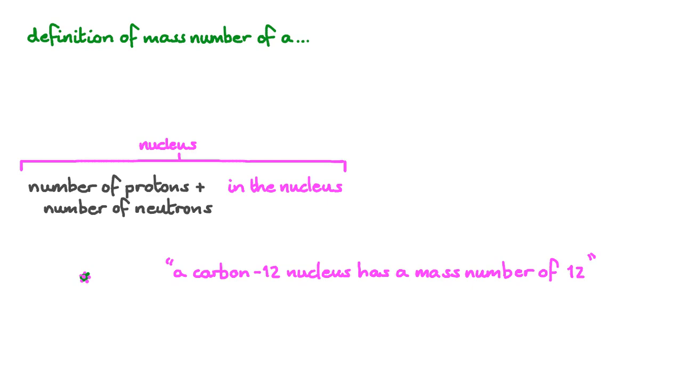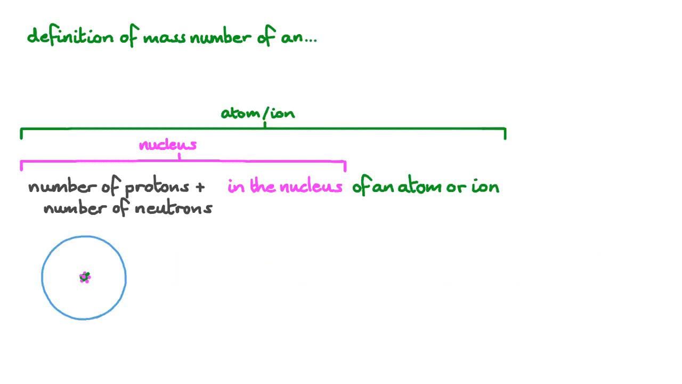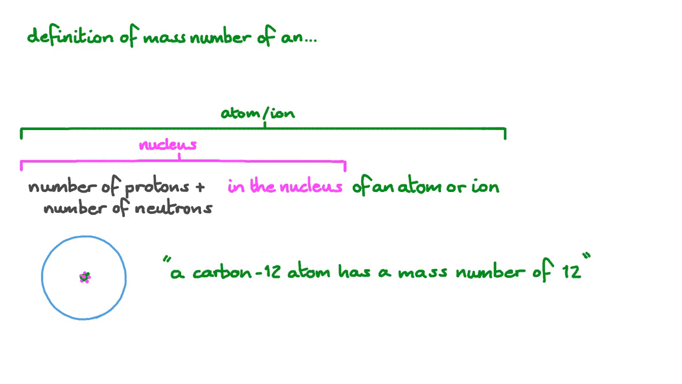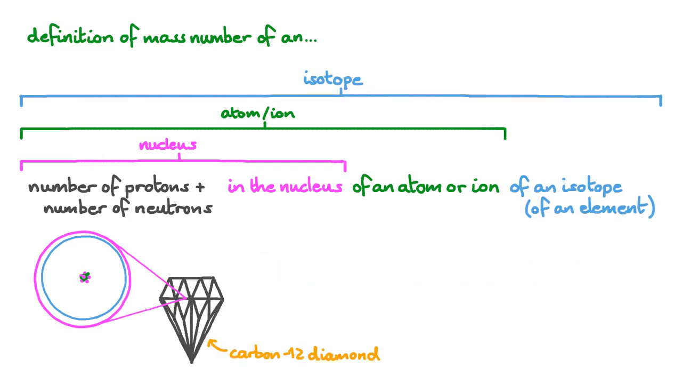So what about atoms and simple ions? Mass number of an atom or ion is the number of protons plus the number of neutrons in the nucleus of that atom or ion. For example, a carbon-12 atom has a mass number of 12. Lastly, we need to think about mass number in the context of isotopes and elements. The mass number of an isotope is the number of protons and neutrons found in every nucleus of atoms or ions of that isotope. For example, carbon-12, the isotope of carbon, has a mass number of 12.